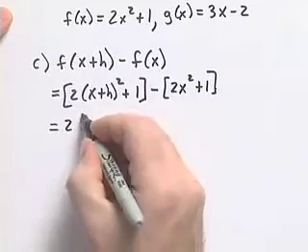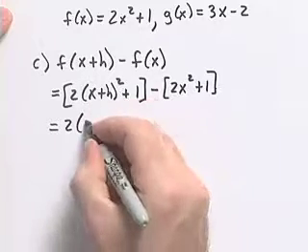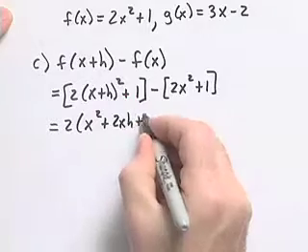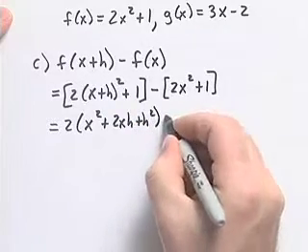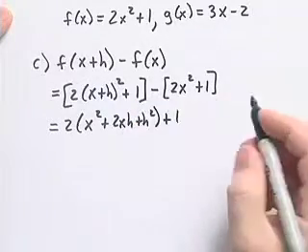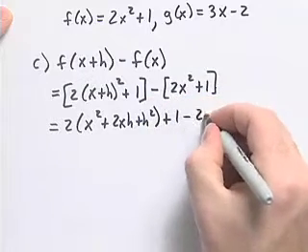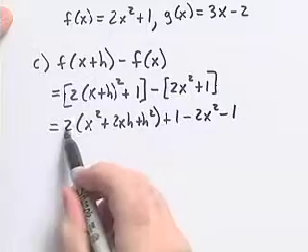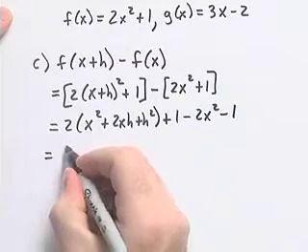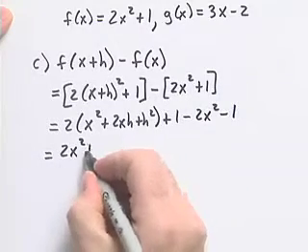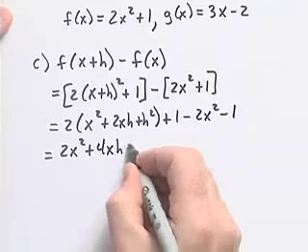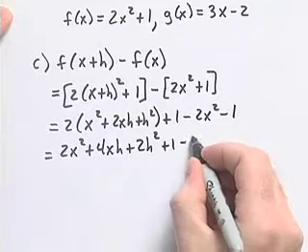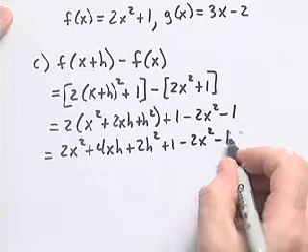So here we'll get 2, and if we expand (x + h)², we'll get x² + 2xh + h². And we have plus 1. We're going to subtract 2x², and then subtract 1. I'm going to distribute our 2 next. So we'll have 2x² + 4xh + 2h², and plus the 1, minus 2x² minus 1.